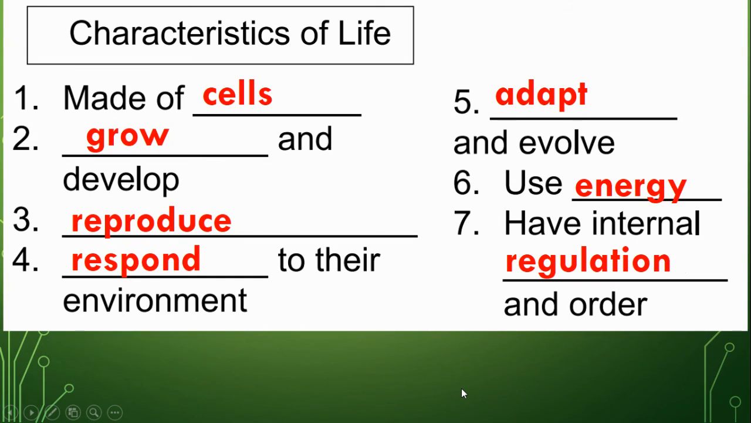All living things have a form of internal regulation and order. It's called homeostasis. Homeostasis means maintaining an internal balance even when the outside environment changes. So our body temperature, for example, is 98.6 degrees Fahrenheit. That's normal body temperature. No matter what the room temperature is, your body tries to maintain your internal temperature the same.